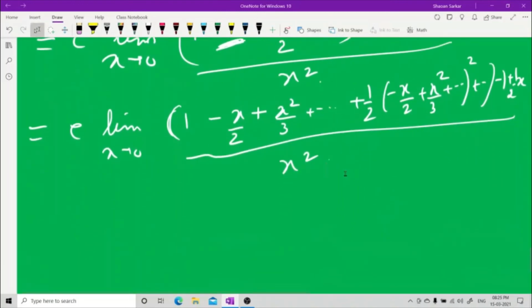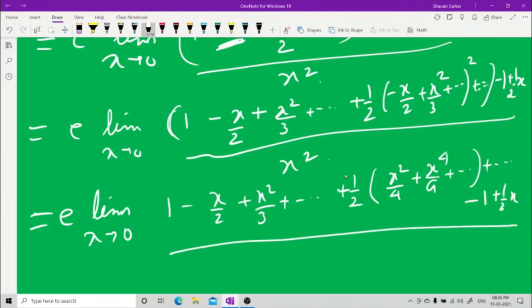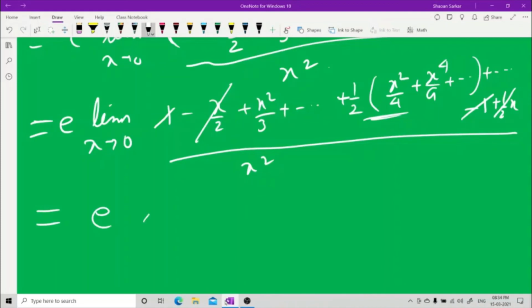Now open up the brackets. This is equal to e limit x tending to 0, open up the bracket: 1 minus x by 2 plus x square by 3 plus dot dot. Then the square terms: half of x square by 4, x4 by 9, and all higher order terms. Then minus 1 plus half x upon x square. This minus 1, 1 cancels. x by 2 cancels.